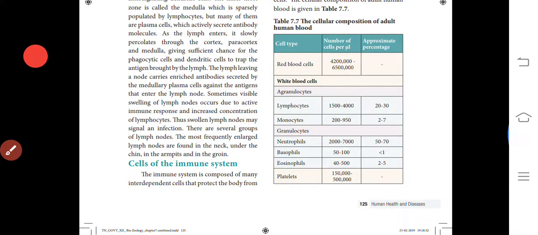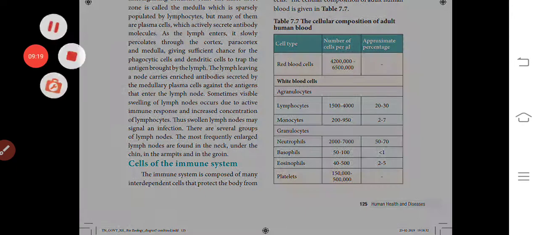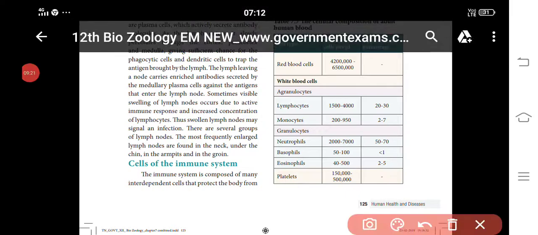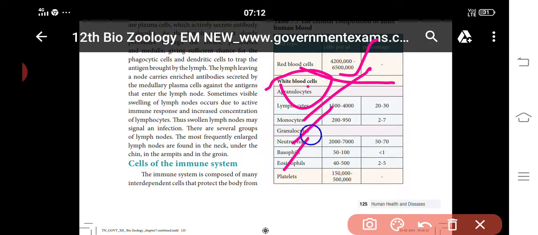Next is the cell type and the number of cells with approximate percentage. The first one is red blood cells. Next are the white blood cells, leukocytes. Leukocytes are divided into lymphocytes, monocytes, granulocytes, neutrophils, basophils, eosinophils, and platelets.